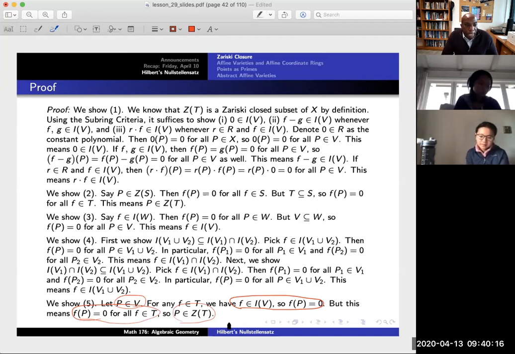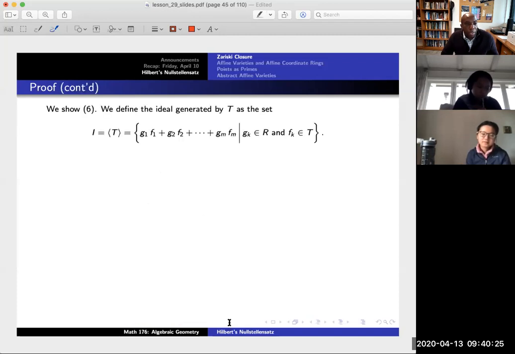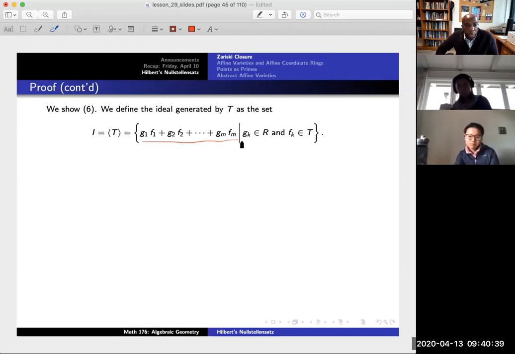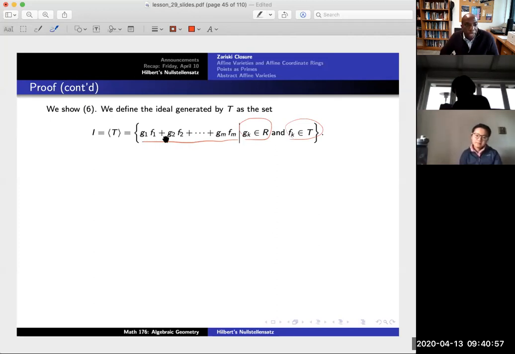Okay, so we've actually taken care of all the easy parts. The last one, statement 6, is actually the hard part. To this end, I need to make a couple of definitions so you can see what we're doing here. First, remember that the ideal generated by T, I can write in the following way. Here we're going to take finite sums of g_k f_k where g_k is in R and f_k is in T. T could be an infinite set, I don't care. All that I want to say here is to take a look at these sums where I pick the first one, g from R, and I pick the second one, f from T. So this here is actually an ideal.